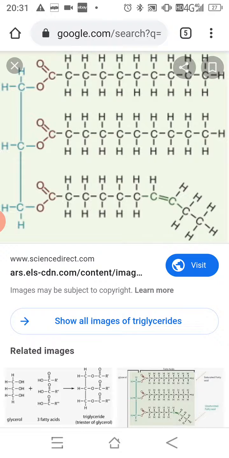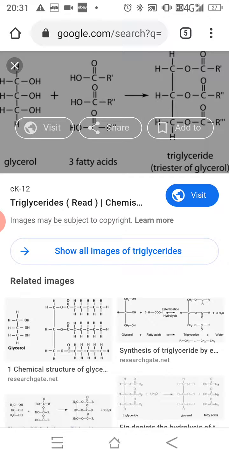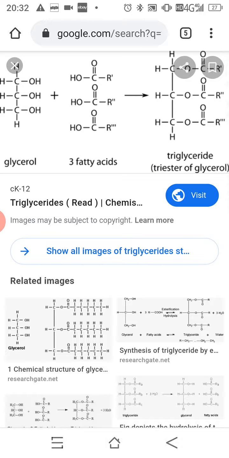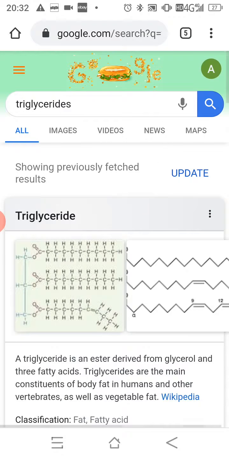So when you look at a triglyceride, you actually make it out of, let's see if we can see this image better. What is copyright? No, I don't care. Take me back to that awesome picture. And the great Telstra broadband internet.